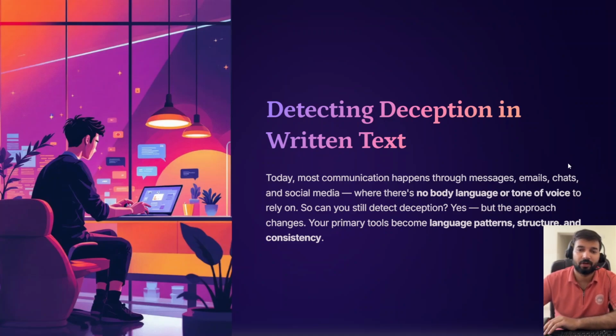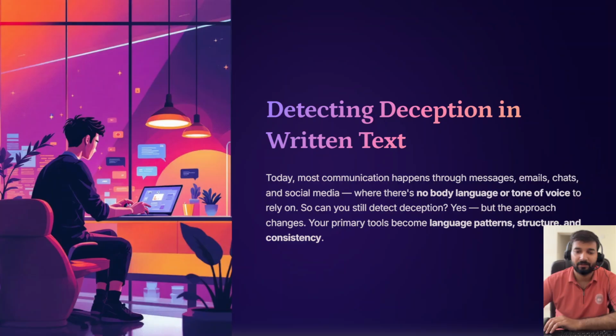Now let's explore a very practical and increasingly important skill: detecting deception in written text. Because today, a huge part of communication happens through messages, emails, chats, and social media, where you don't have body language or tone to rely on. So the question is, can you still detect deception without seeing or hearing the person? The answer is yes, but the approach changes. In written communication, your primary tools are language patterns, structure, and consistency.